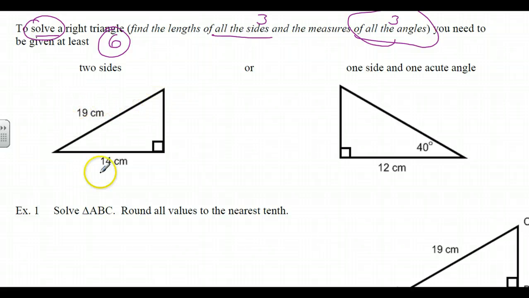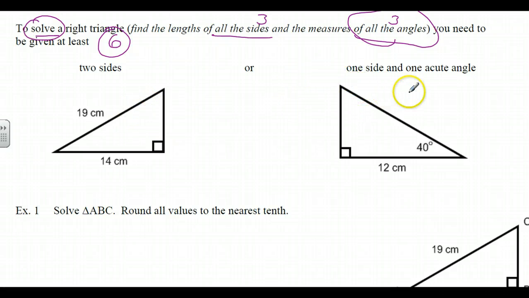So if we have two sides, what can we do? Well, we can use the Pythagorean theorem to find the third side. And then we can use these two sides to find one of these angles, this one or this one. And then once we have the two angles, we can use the fact that these are complementary angles to find the third angle.